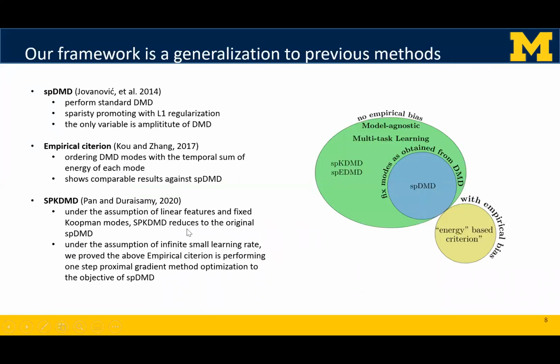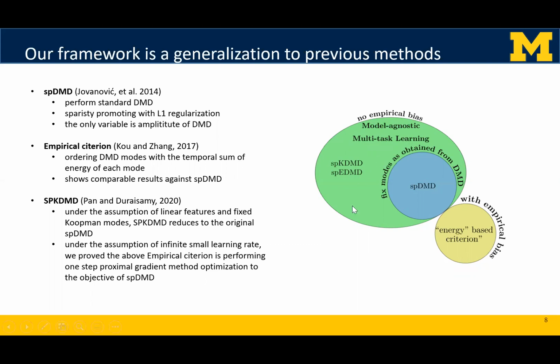One may wonder how our algorithm is related to previous methods. Indeed, we showed that our algorithm is actually a generalization of previous methods. Previous methods include sparsity-promoting DMD and an empirical criterion. Under the assumption of linear features and fixed Koopman modes, our framework reduces to the original sparsity-promoting DMD. Under the assumption of an infinitesimally small learning rate, we proved that the above empirical criterion is performing one-step proximal gradient method optimization to the objective of sparsity-promoting DMD.